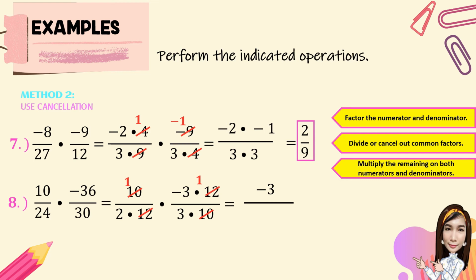Then on the denominator, we have 2 times 3. So still we can divide or cancel out common factors, which is negative 3 divided by 3 is equal to negative 1. And the result is negative 1 over 2 or negative 1/2. So if we have a negative on the numerator, we can write it aligned on the fraction bar. So either of the two is considered the final answer.